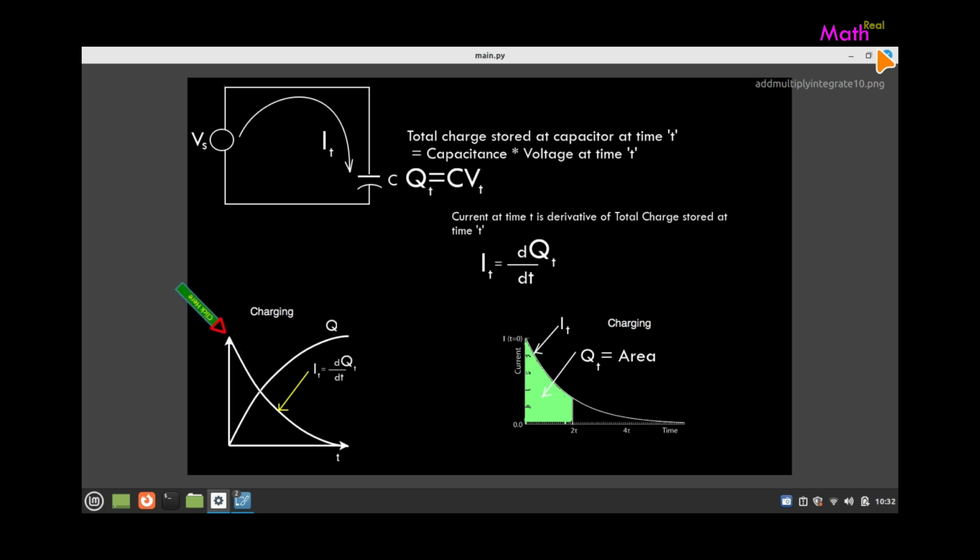At the beginning the current would be high because the slope is high. Differentiation also finds the slope. At this moment the slope is high. At this moment the slope is nothing because it is saturated, so the current is zero. This will prove our fundamental: if I know the area, then differentiation gives the line equation. If I know the line equation, then the area is the integration.